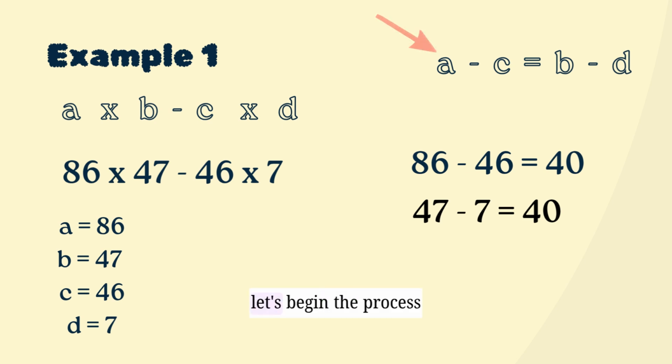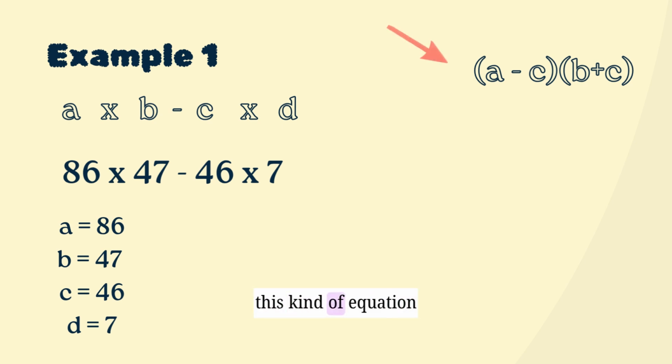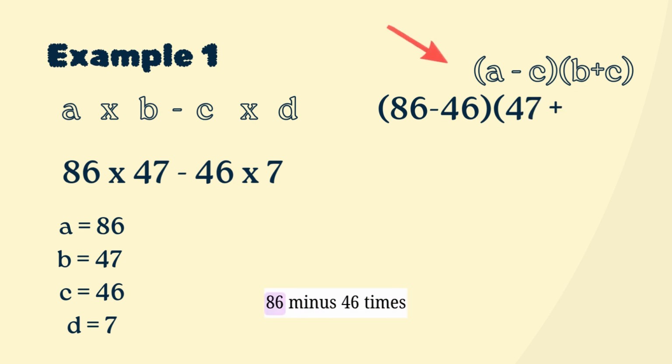All right, now, let's begin the process of solving the equation. As you can see, the formula for solving this kind of equation is A minus C times B plus C. So, we substitute the variables with their corresponding numbers. As such, we get something like 86 minus 46 times 46 plus 47. That would be the formula used for this expression. All we need to do now is to solve this expression.